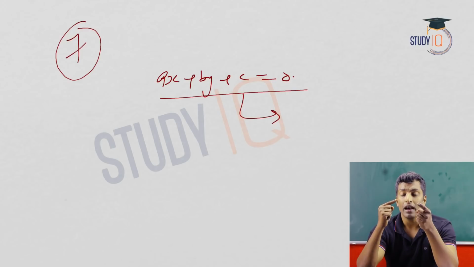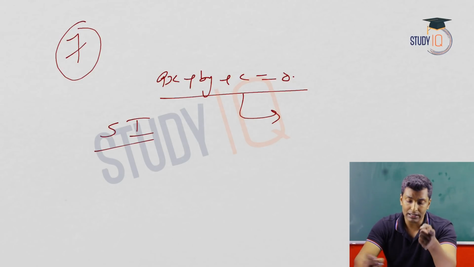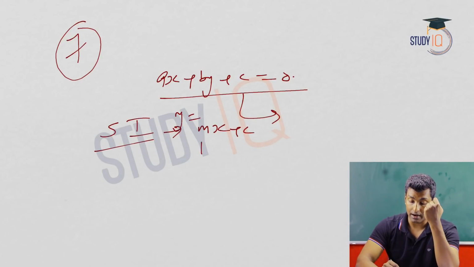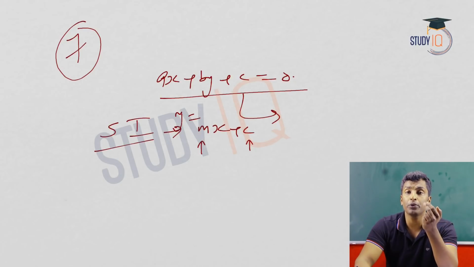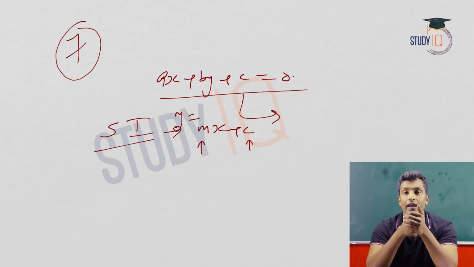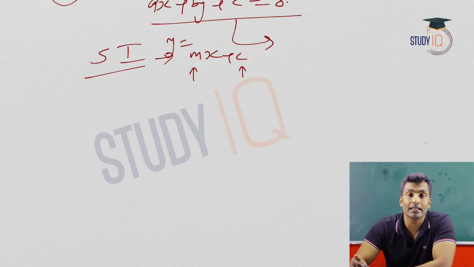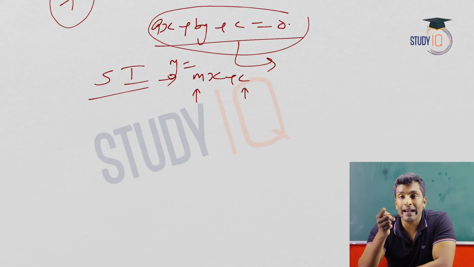We need to see how to transform this general equation into slope-intercept form. So first we'll see slope-intercept form. What is slope-intercept form? That is y equal to mx plus c, where m is the slope and c is the intercept. Then we will transform it into intercept form, that is x by a plus y by b equal to 1. Then we will transform it into normal form. So that's what we are going to do. Let me first take the case of general equation into slope-intercept form.